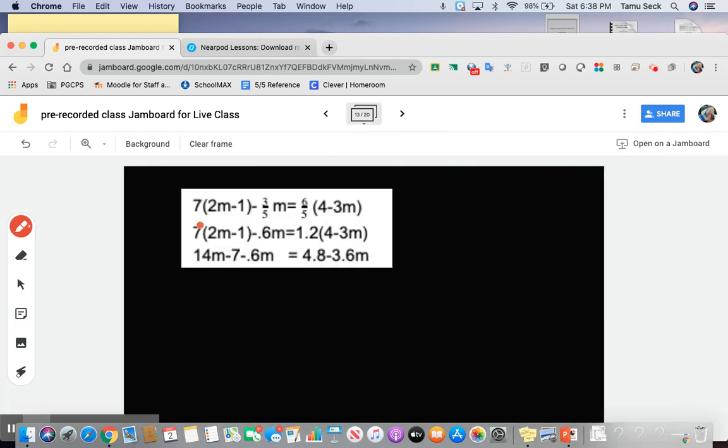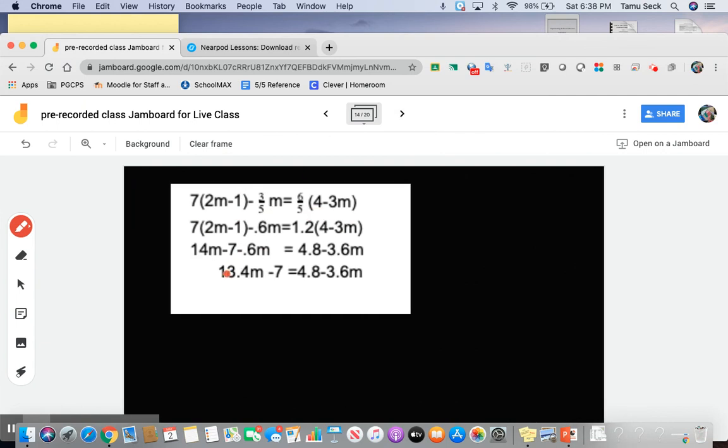Okay, I used distributive property. I multiplied 7 times 2m, and I multiplied 7 times negative 7, and I multiplied 1.2 times 4 and 1.2 times negative 3. Now, next thing I have to do is I have to bring the m's to the same side. So I'm going to add 3.6 to both sides.